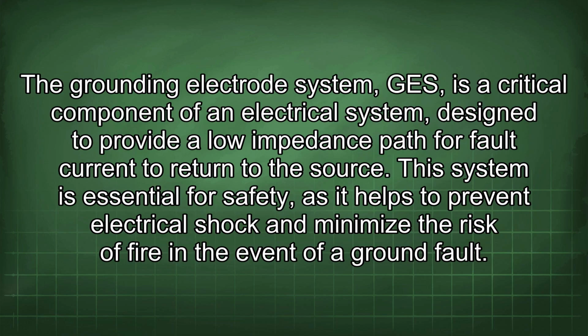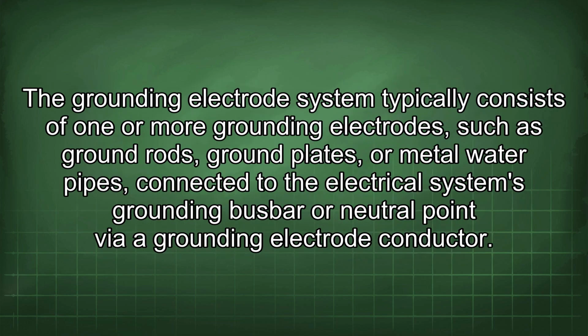The grounding electrode system, GES, is a critical component of an electrical system, designed to provide a low impedance path for fault current to return to the source. This system is essential for safety, as it helps to prevent electrical shock and minimize the risk of fire in the event of a ground fault. The grounding electrode system typically consists of one or more grounding electrodes, such as ground rods, ground plates, or metal water pipes, connected to the electrical system's grounding busbar or neutral point via a grounding electrode conductor.